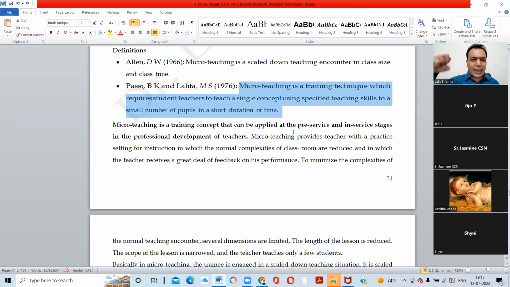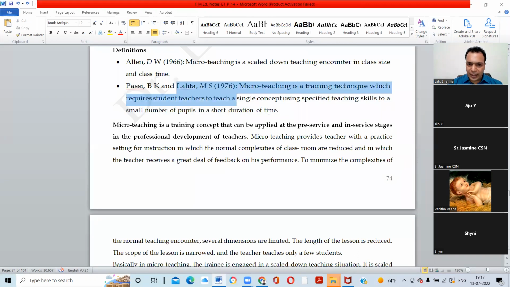I'm talking about at least 17, 18 years back, right? Micro teaching is a training technique which requires student teachers to teach a single concept using a specified teaching skill to a small number of pupils in a short duration of time, right? Sir, if you can learn this definition, if you think it is a little bit long, then go for this.